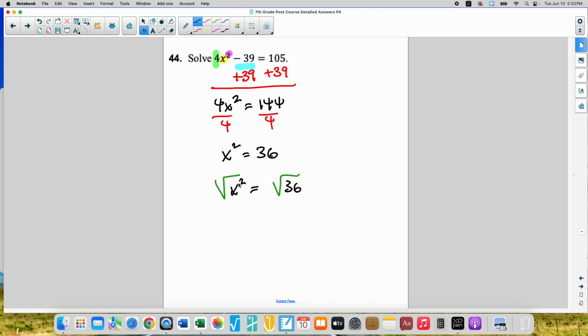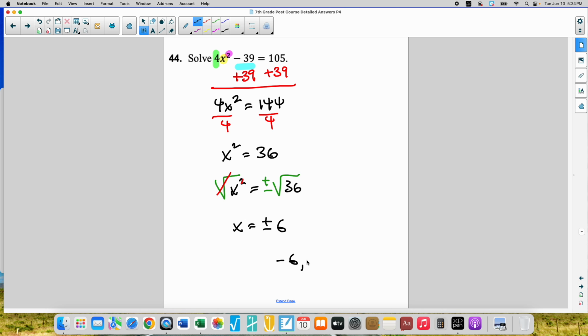And whenever we take the square root of a variable being squared, we have to introduce plus or minus. Let's simplify this out. The square root and the square will cancel, leaving us with x. Square root of 36 is a perfect square, and we get 6, so plus or minus 6. Because if we have a negative 6 times negative 6, that equals a positive 36, as does 6 times 6. So when we have a variable being squared, we have to introduce that negative side of it also. So my answer is going to be plus or minus 6.